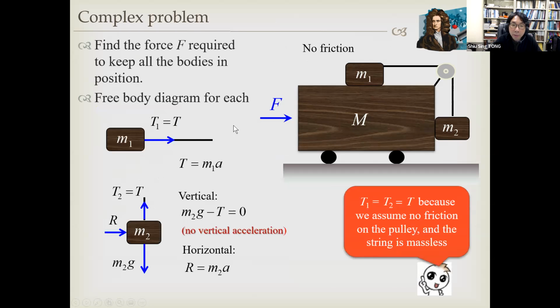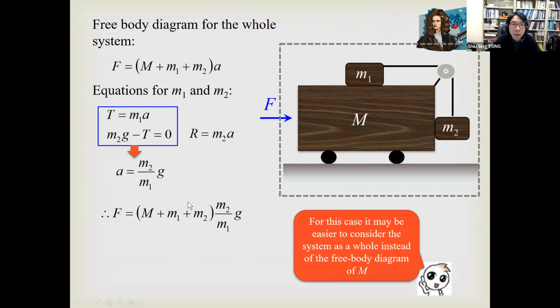Well, I can find A by looking at these 3 equations. Now, from the first equation, I know that M2G is equal to M1A because the T is common, right? So M1A is equal to M2G. And that means what? That means A is equal to M2 over M1 times G. Is that right? So I can substitute this A into this equation to find the force F.